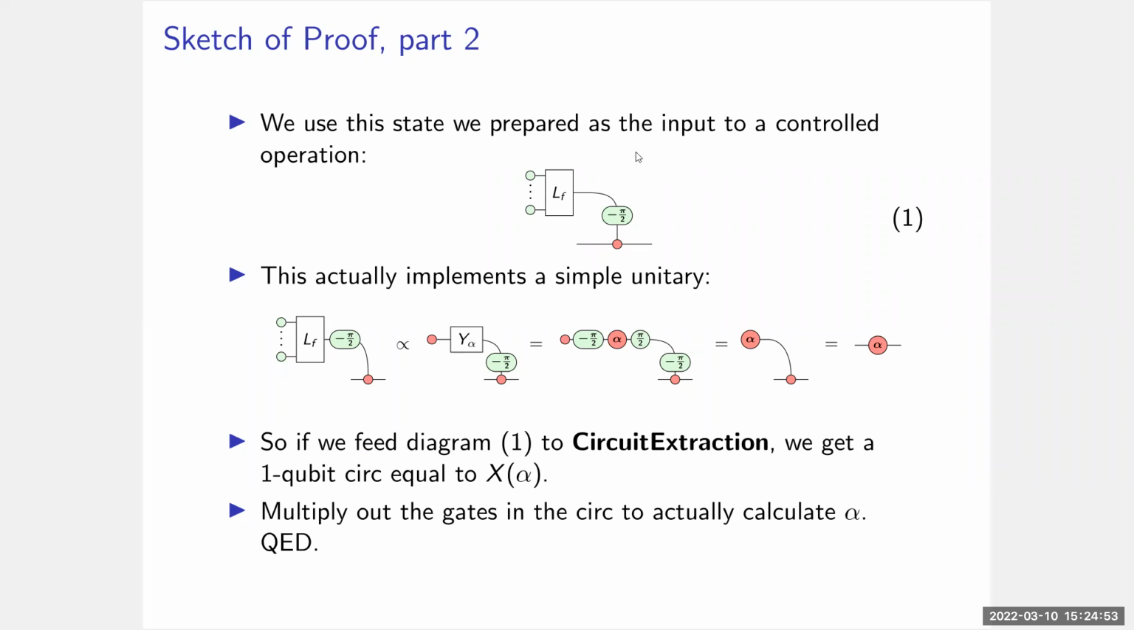So if we feed this diagram 1 into circuit extraction, well, it is proportional to a unitary, so we do get out a circuit. And this circuit is a 1-qubit circuit, because you have a single input and single output. And this is just a list of gates, and we know this list of gates evaluates exactly to X(alpha). Because it's a single qubit, we can just multiply the matrices and get the matrix out. So we just inspect it, and then we see what alpha is. We multiply out the gates, and this allows us to calculate alpha. And now we have alpha, so we know the number of solutions, so we are done.